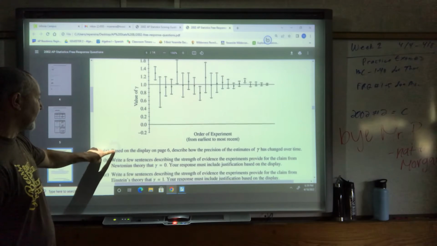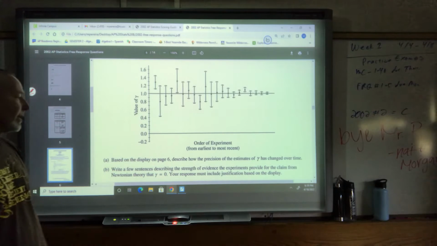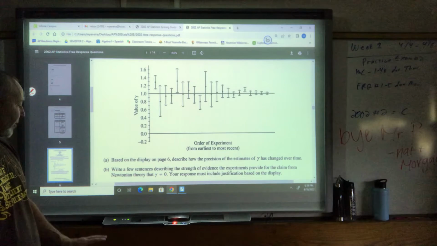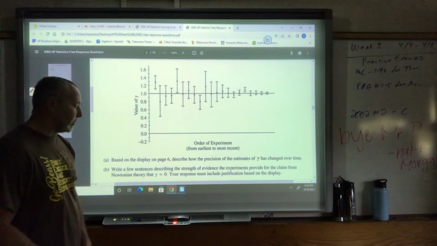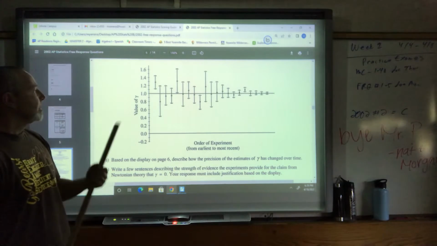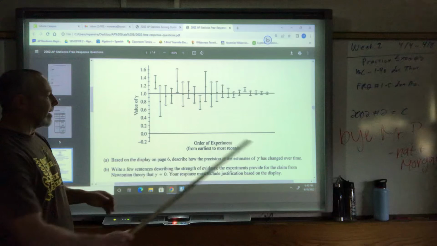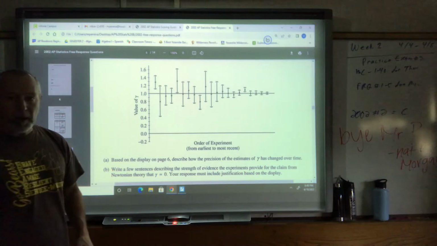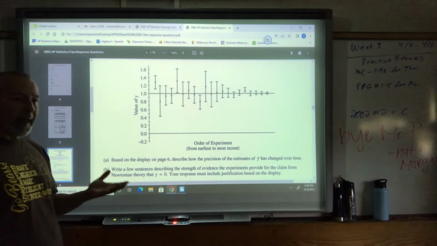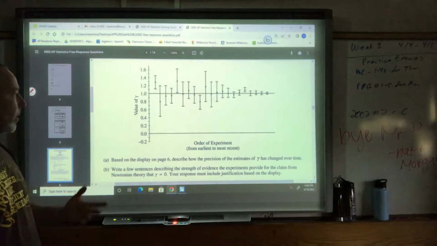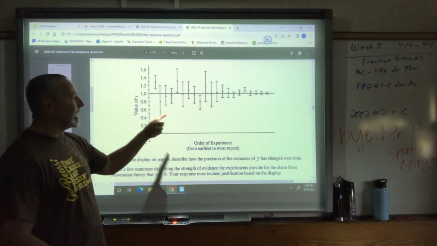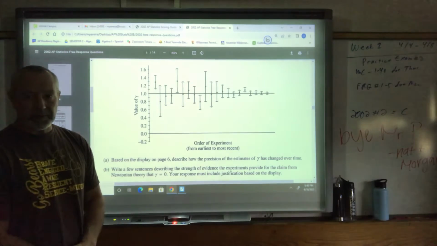Write a few sentences describing the strength of evidence experiments provide for the claim from Newtonian theory that that value is 0. Again, there is no evidence because 0 is not a possibility. And I want to say how I know that, even though it's obvious to you, I'm sure, because 0 is not a possibility or contained in any of the intervals that we found.